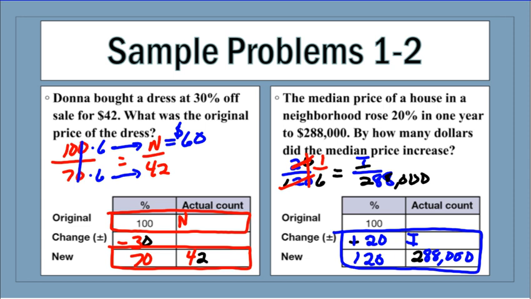So if I take 288,000 and divide that by 6, I get 48,000. So 6 times 48,000 will give us 288,000. That means 1 times 48,000 will give us the increase. So the increase would be 48,000. So the median price increased $48,000 in that example.